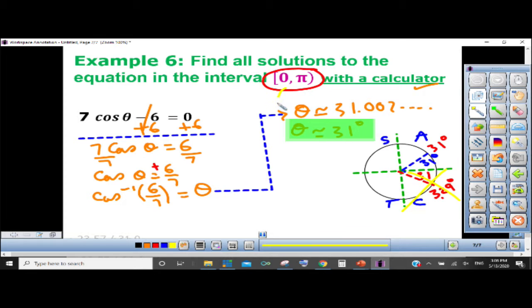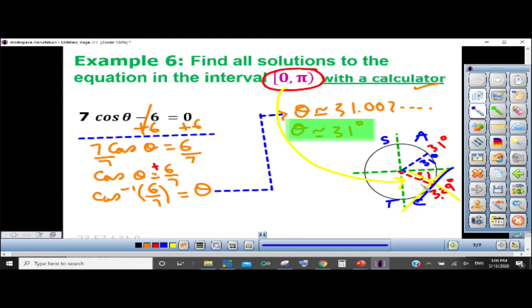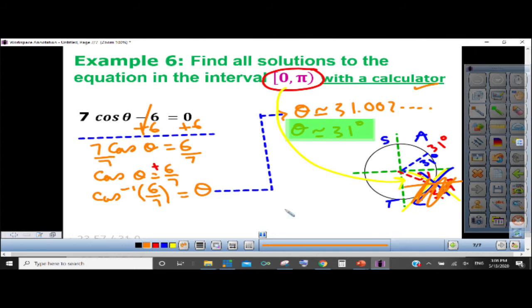It's not acceptable because of this fact. So you do not want this again. Let me choose a different color for that. I'm just going to reject this. This is rejected. The reason is because you have to be between 0 and pi.